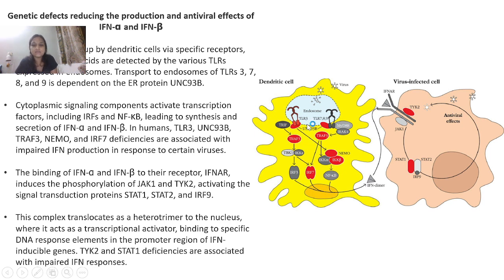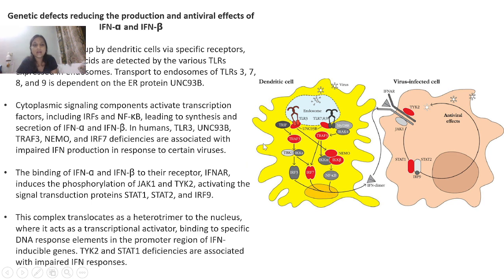So UNC93B is an important protein for the transport of these TLRs to the endosome. Here we can see cytoplasmic signaling components activating transcription factors, including IRFs and NF-kappa B, leading to the synthesis of IFN alpha and beta. In humans, TLR3, UNC93B, TRAF3, NEMO, and IRF7 deficiencies are associated with impaired IFN production in response to certain viruses.